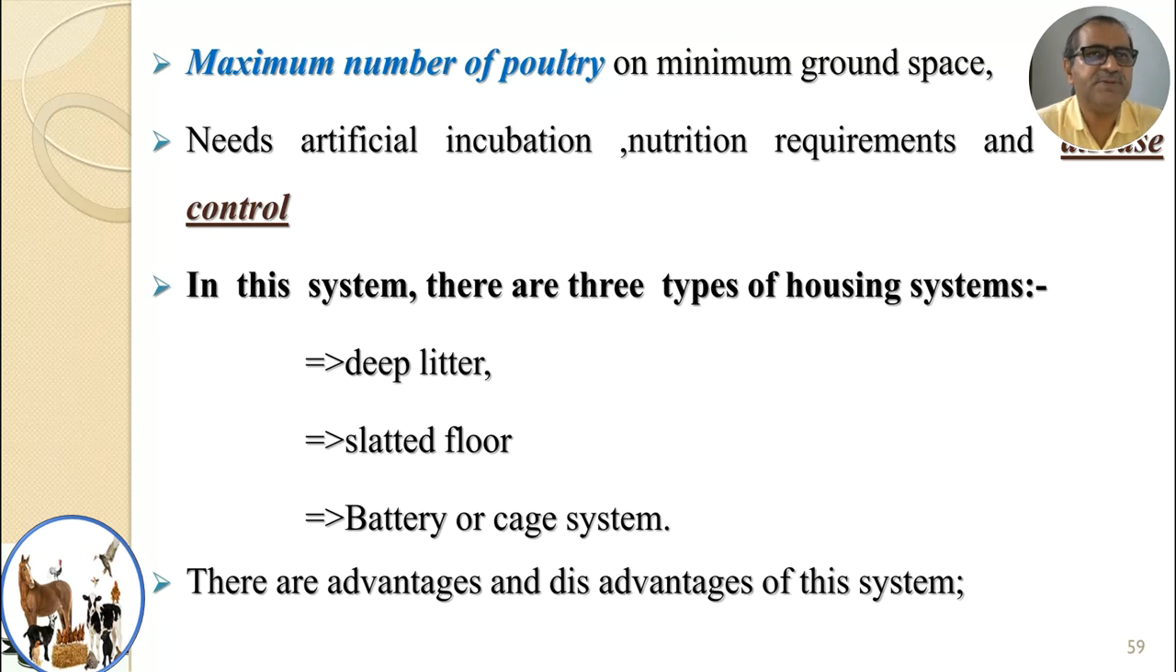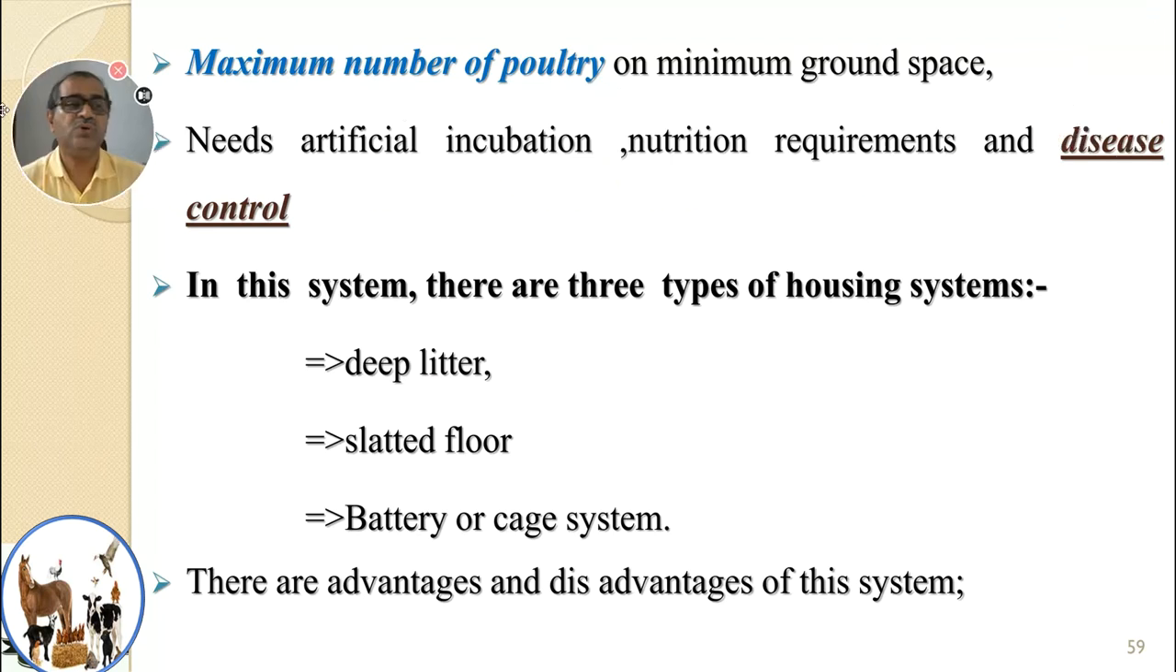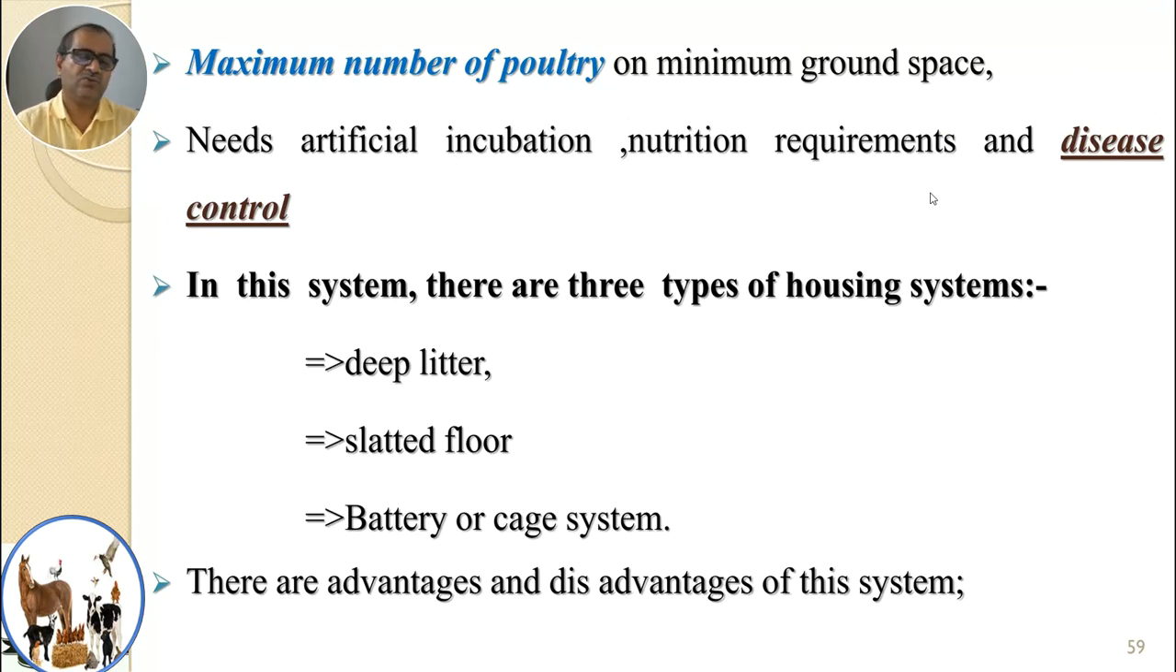And especially the tier systems, two tier, three tiers, etc. This can be made and needs artificial incubation, like the requirement of the nutrition, and sometimes disease spread is being controlled. So in this system, there are three types of system. Number one, as you know, the deep litter system. Then another one is the slatted floor, or the third one, very commonly employed, is the battery or cage type of system.